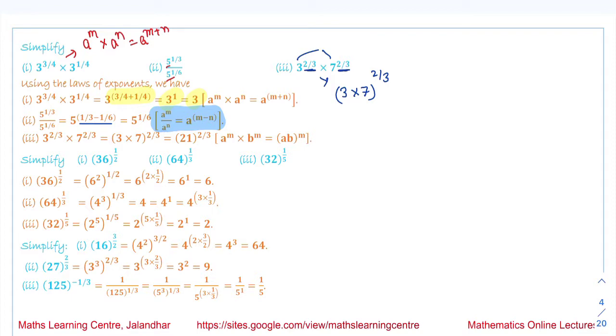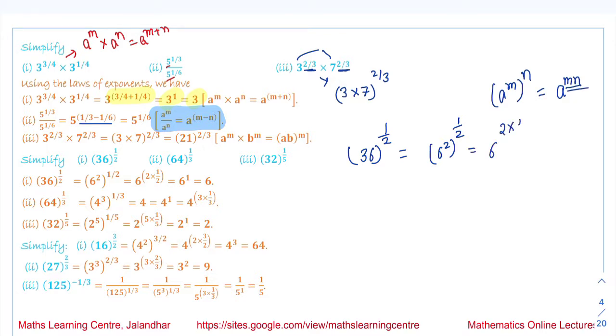Now the next is 36 raised to the power 1 by 2. So I can write 36 as 6 square raised to the power 1 by 2, and the formula we know is a raised to the power m, raised to the power n, equal to a raised to the power m into n. So the power gets multiplied. The answer you will get is 2 into 1 by 2. These 2 get cancelled, so the answer we are left with is 6.